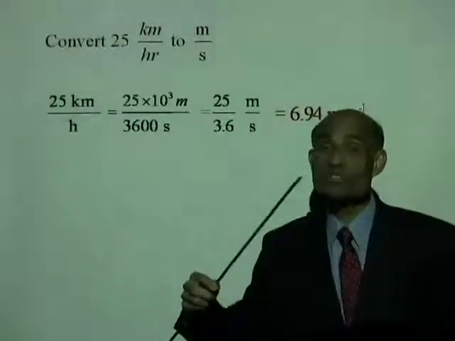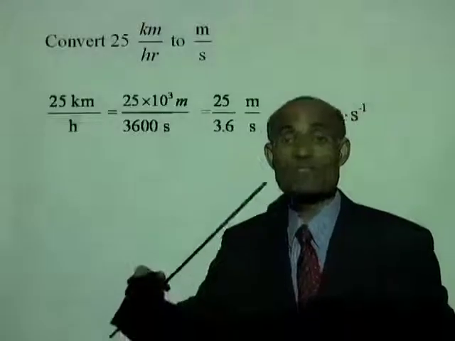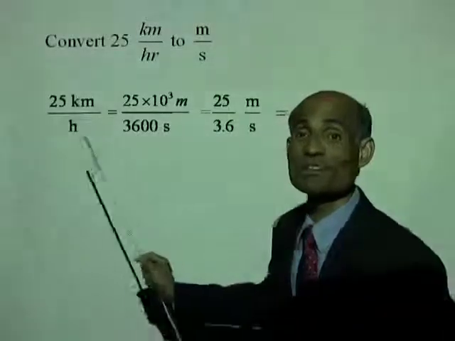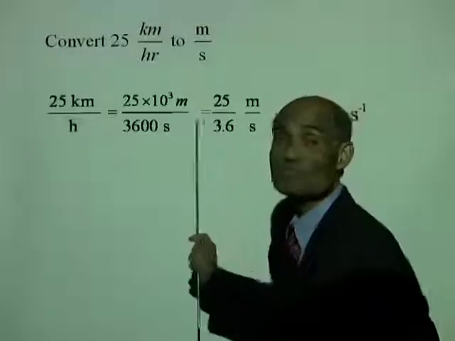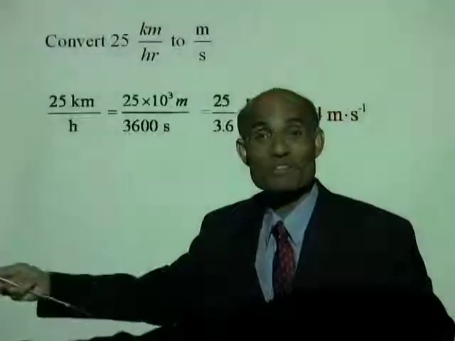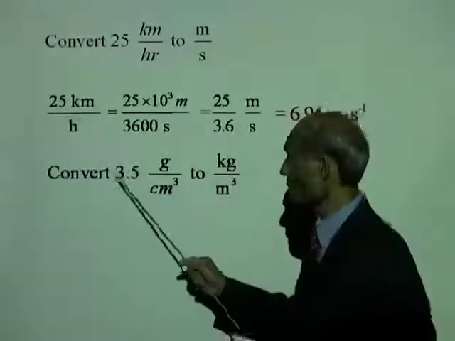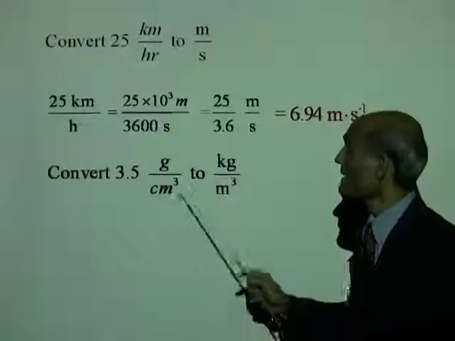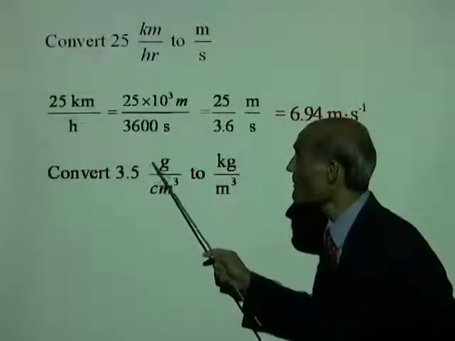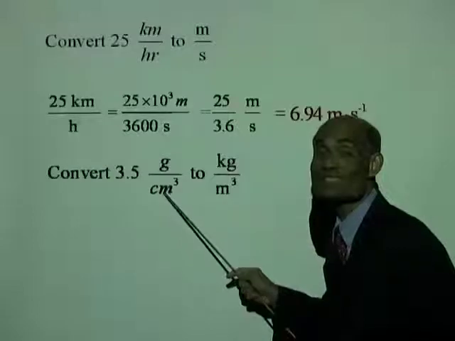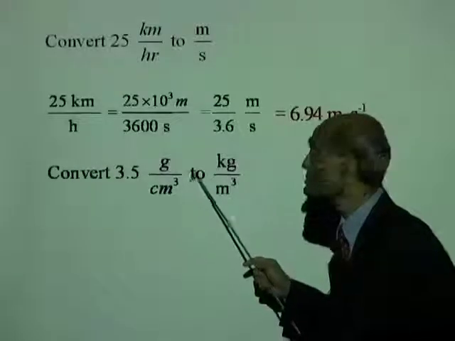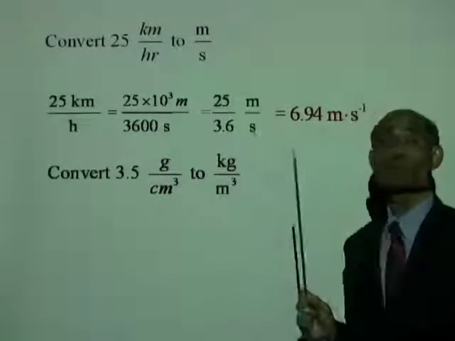Alright, we will be doing this very often as we go on. So when I ask you to convert kilometer per hour to meter per second, all you need to do is divide by 3.6. Alright, let's do another conversion. Convert 3.5 gram per centimeter cube to kilogram per meter cube.